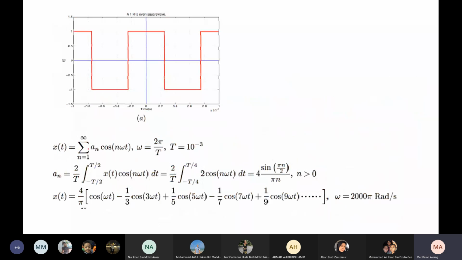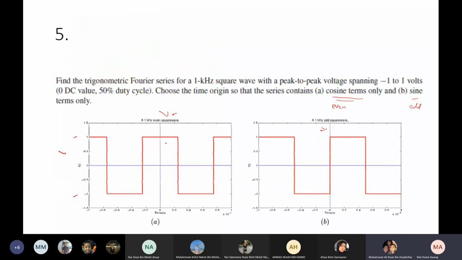You set up x of t equal to the summation of a n cosine n omega t, where omega is equal to 2 pi over T. So because the question says 1 kilohertz, T is equal to 1 over f, so equal to 1 over 1 kilohertz, which is 1 millisecond. That's why T is 1 millisecond. Okay.